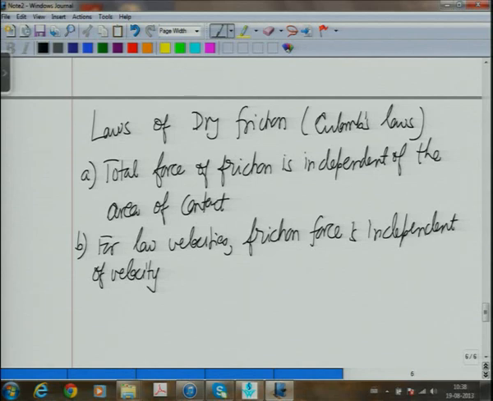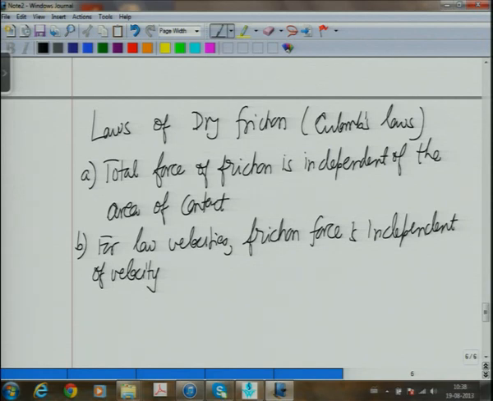Coulomb did a lot of experiments and he came across these laws. The first law which he found was that the total force of friction on a body in touch with another body, probably planar contacts, is independent of the area of contact. Secondly, he also found that for low velocities, friction force is independent of the velocity. Now notice this is valid only for dry friction. If there is a layer of fluid causing the friction, then the law says it is proportional to the velocity. So for fluid friction this is not valid, it is valid only for dry contact between two bodies.